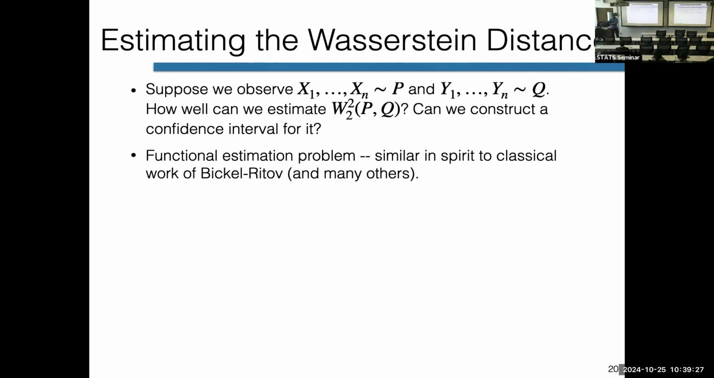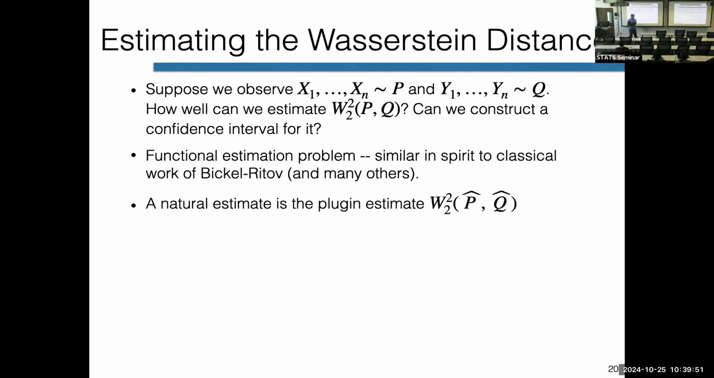Okay. And this is very similar in spirit to classical work, for instance, by Peter Bickel and Ya'acov Ritov, and many others who study the estimation of functionals of densities. And this you can view in that way. It's a two-sample functional of a density. It's not a particularly nice looking one.